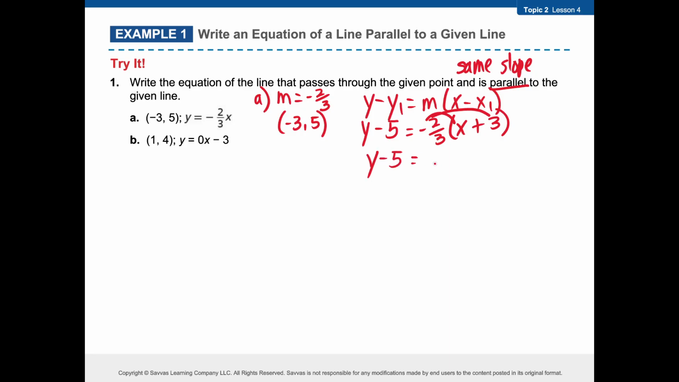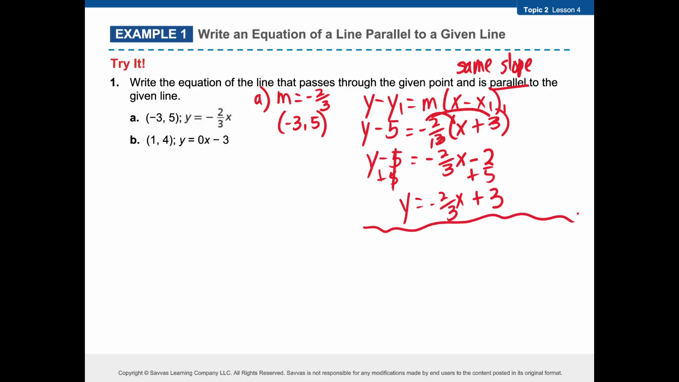y minus 5 equals negative 2/3x, negative times positive, negative. 3 goes into itself once, a negative 2 times a positive 1, negative 2. Then all I would have to do is add 5 to the other side, and y equals negative 2/3x plus 3.